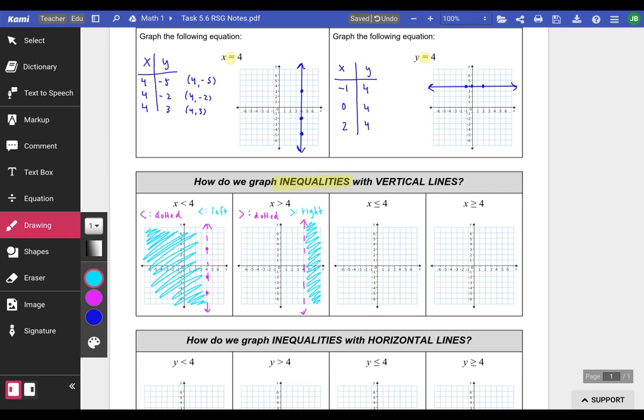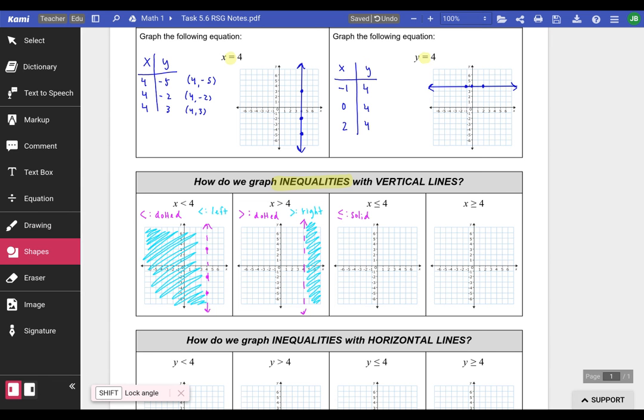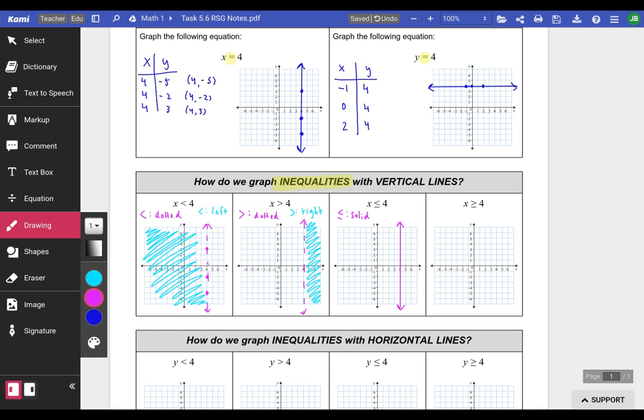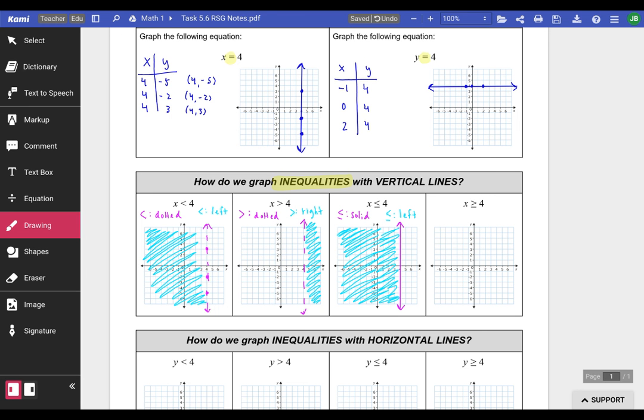Okay, now the next two examples are pretty straightforward. Here, since I have less than or equal to, now we're back to our solid line. So I'm going to go ahead and draw a straight line here. Vertical line that intersects the x-axis at 4. And again, I'm going to let the direction of that symbol help me out here. This looks like an arrow that's pointing to the left, so I'm going to shade left. Everything over here to the left is going to get shaded in.